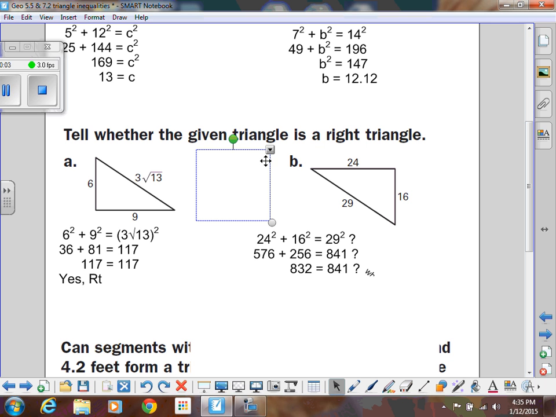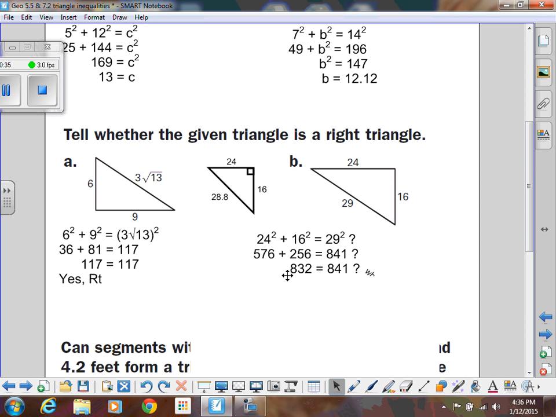If we were to actually make this a right triangle, so if I were to use 24 and 16 and make it a right triangle, then it would look like this. So if I were to take 832 and square root it, I would get 28.8. All right. So this is what it would actually be as a right triangle, and this is what it is over here. So if I'm comparing this one to this one, this third side, this longest side, is bigger than this third side in the right triangle.